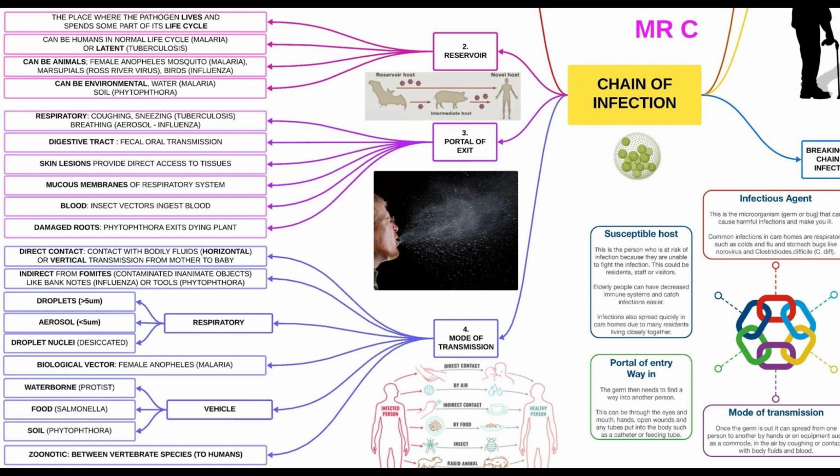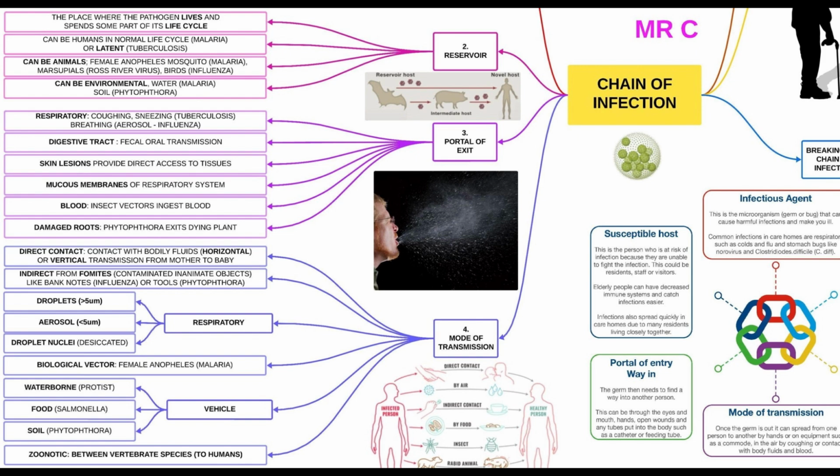Number 3 is the portal of exit. The portal of exit is the way that the pathogen leaves the host. They can do so through the respiratory tract, through the digestive tract, through skin lesions, through mucous membranes, through blood and other bodily fluids, and in case of plants, through damaged roots.